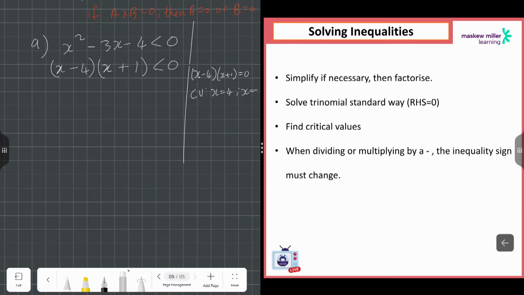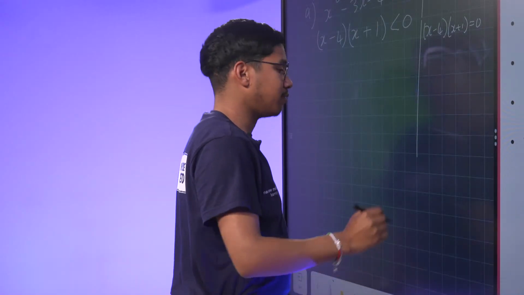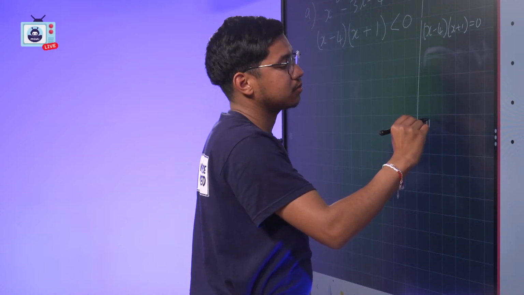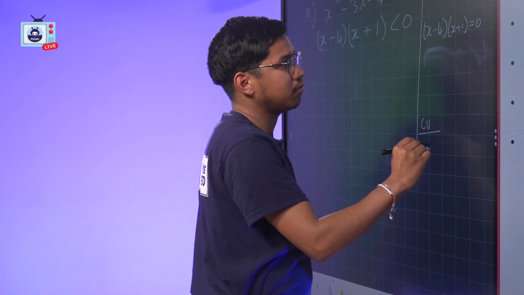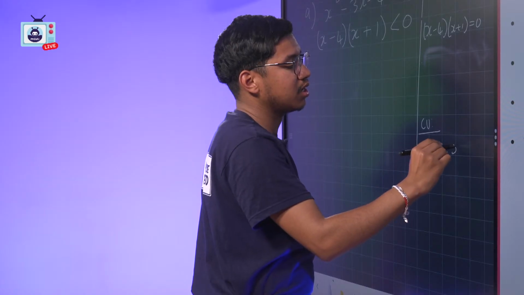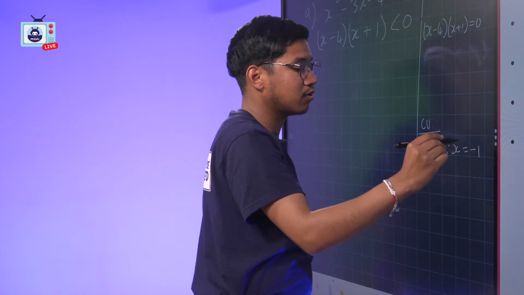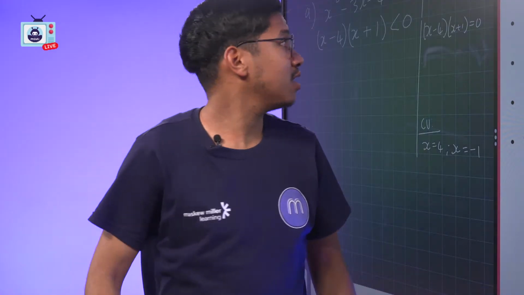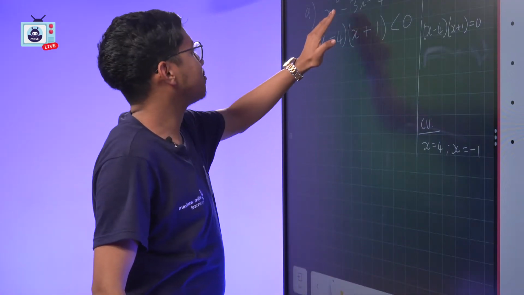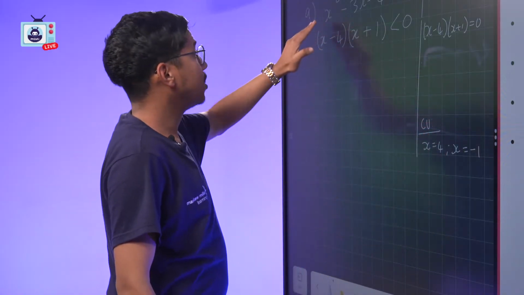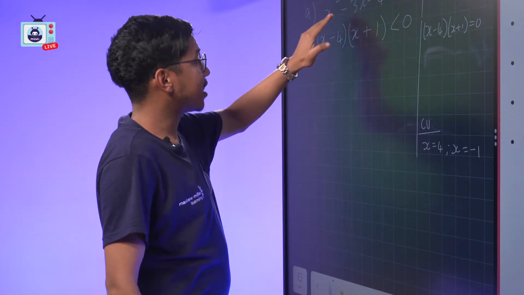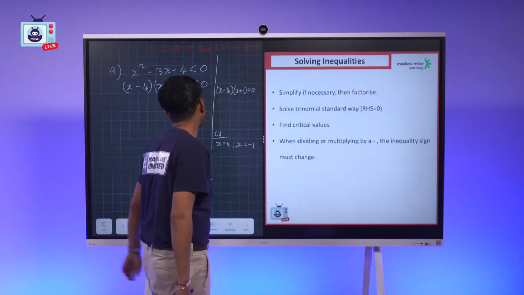Sorry, the space is not so nice over here. So I'm going to say my critical values are as follows. So x will be equal to 4, and x will be equal to negative 1. Now, I want you to look at this x squared minus 3x minus 4, and I want you to think of a parabola, okay? Because remember, this x squared minus 3x minus 4 is a standard trinomial which could represent a parabola which has 2 roots, okay?